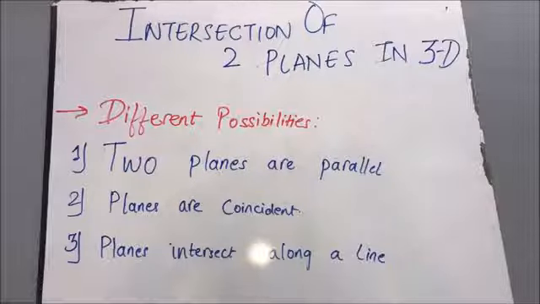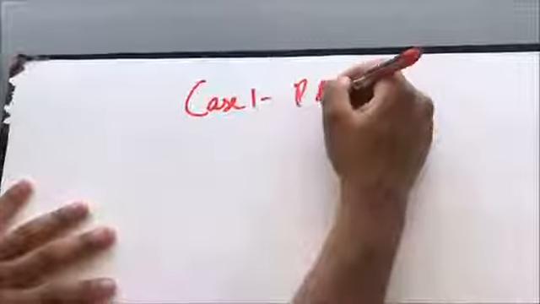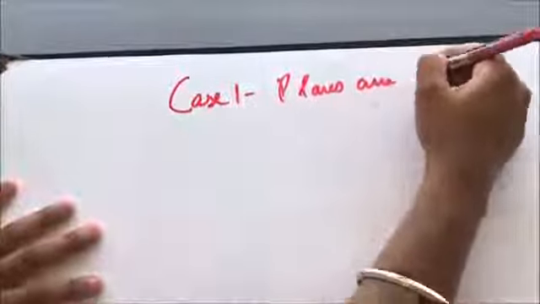Now we're going to talk about intersection of two planes in 3D. There are different possibilities. First, two planes are parallel. Second, planes are coincident. Third, planes intersect along a line. So case 1 is when the planes are parallel.